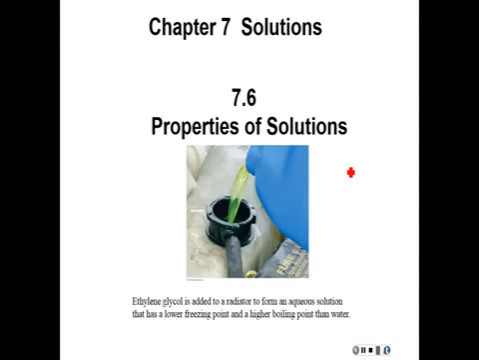All right, now the last topic is going to be properties of solution. And these are real concrete properties that we see all the time, especially in the winter. So here they're putting in antifreeze into a radiator, car radiator. Look what it'll do. It'll lower the freezing point, keep the water in the radiator from freezing. And in the summer, it increases the boiling point, stops the water from boiling over.